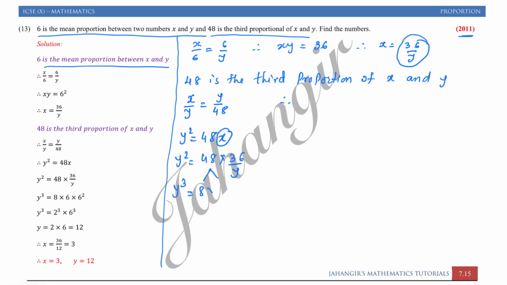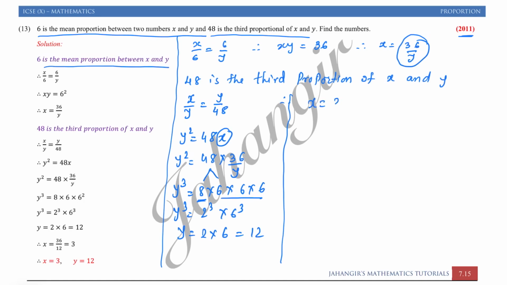48 I can write as 8 into 6. 36 I can write as 6 into 6. So y cube is equal to 8, which is 2 cube, and into 6 cube. So y is equal to 2 into 6, that is equal to 12. So once you get y, we can substitute x is equal to 36 upon y, that is 36 upon 12, which is 3. So therefore x is equal to 3 and y is equal to 12.